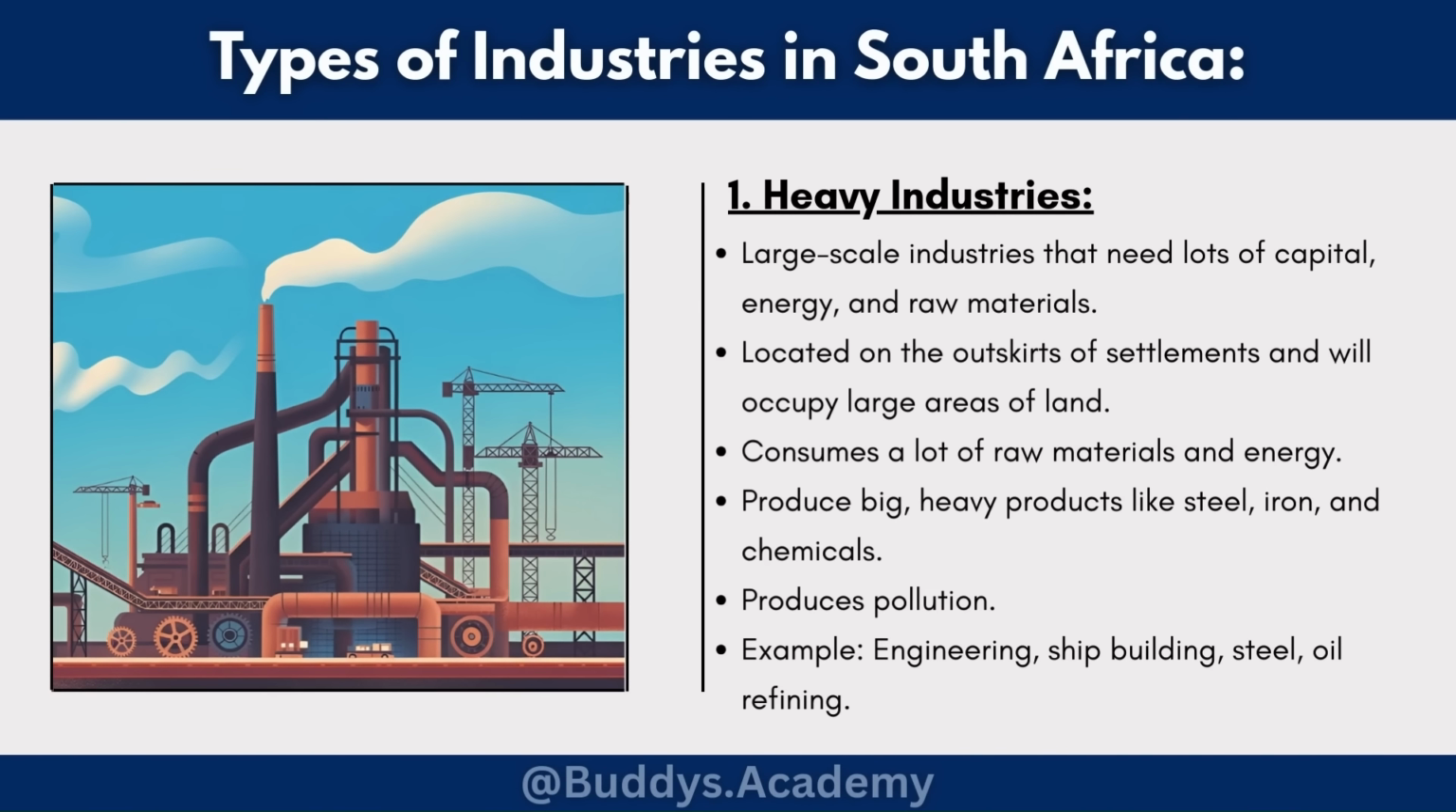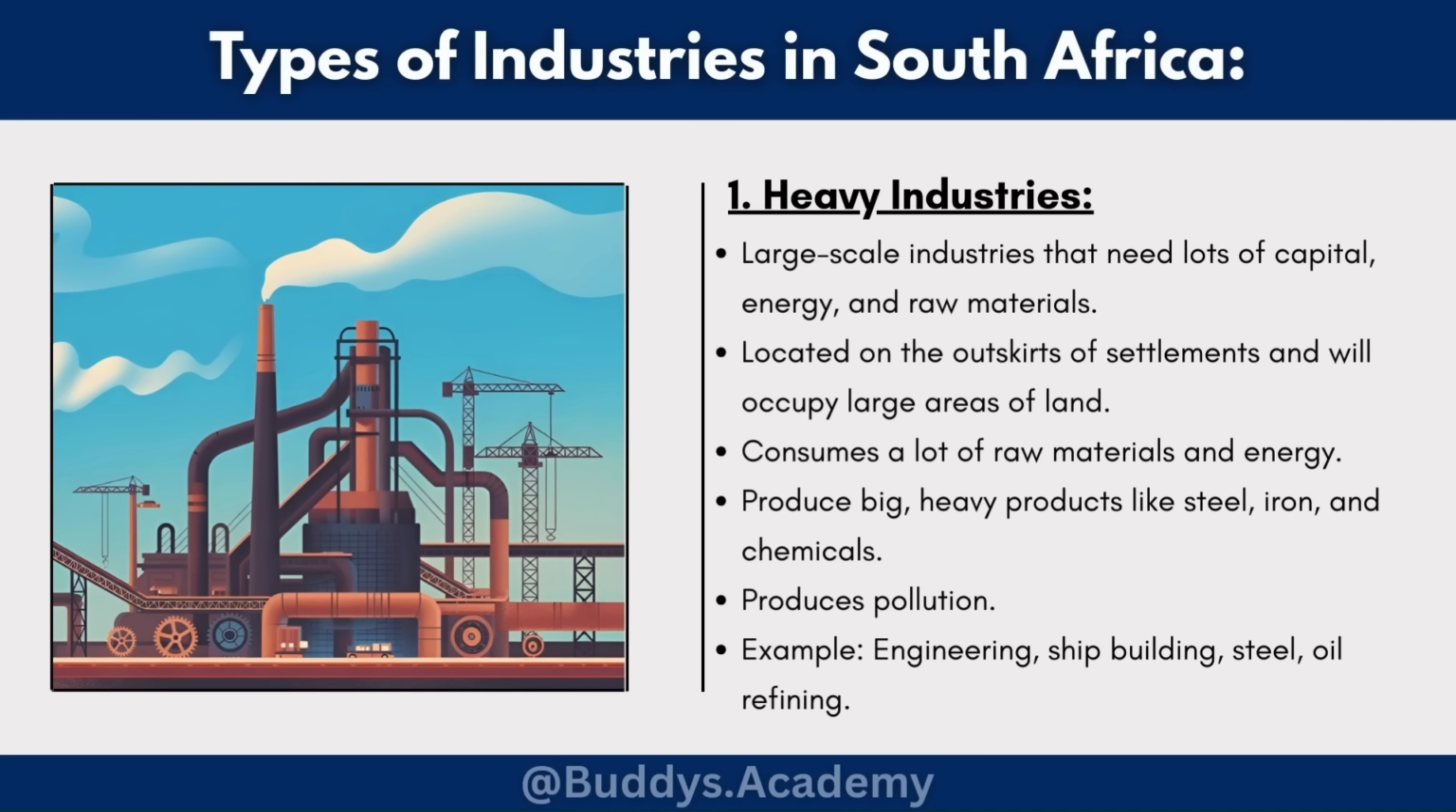So now let's take a quick look at the different types of industries, right? So basically, an industry is going to be any factory or a business where your raw materials are going to be turned into products that people can use. So there's going to be 7 different types of industries in South Africa. The first is going to be your heavy industries. And these are your large-scale industries that are going to need lots of capital, so things like money and machinery, right?